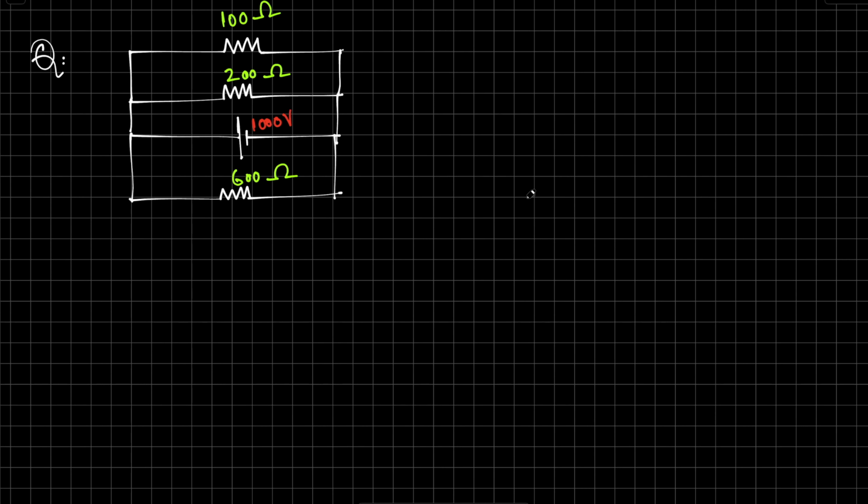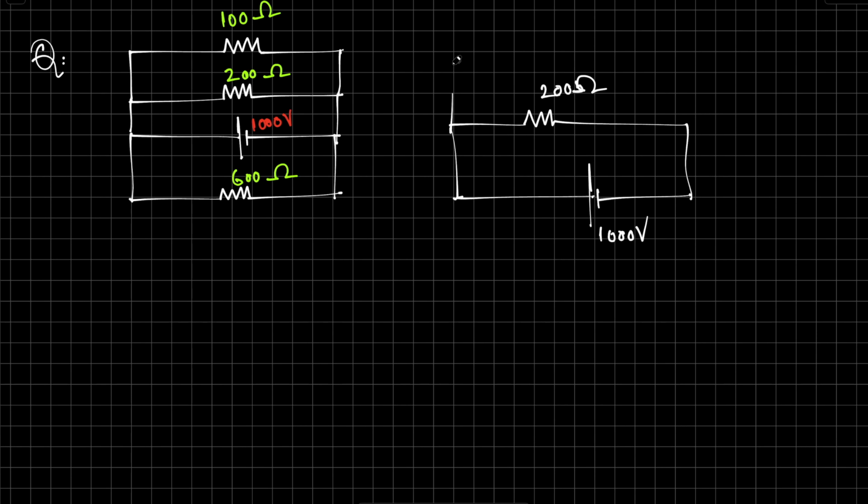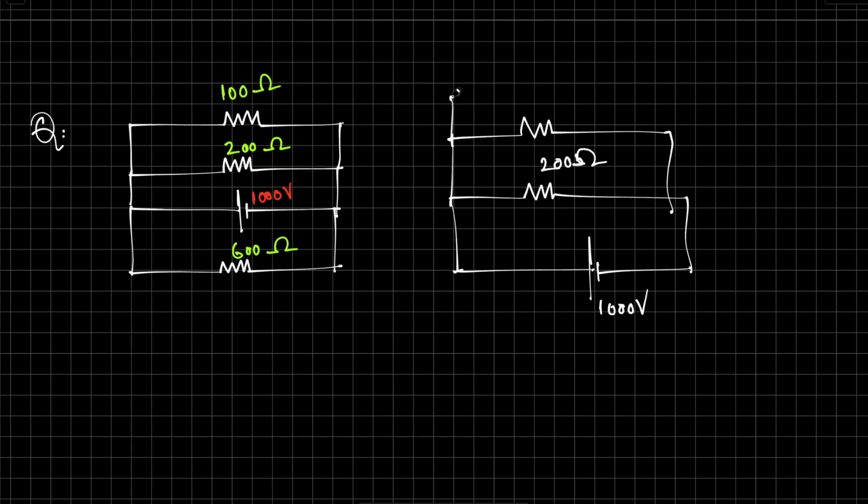Another question. We have a 1000 volt battery and 3 resistors. They're connected in parallel, right? We can redraw the circuit like this. 1000 volt. 200 ohms. 100 ohms. 600 ohms. They're equal. They're the same, right?